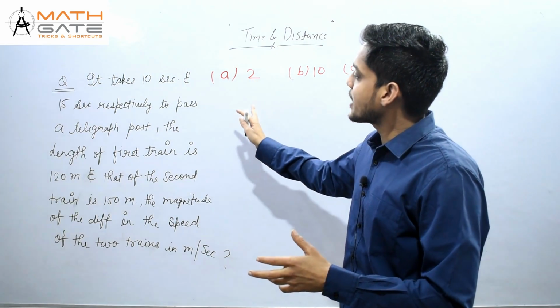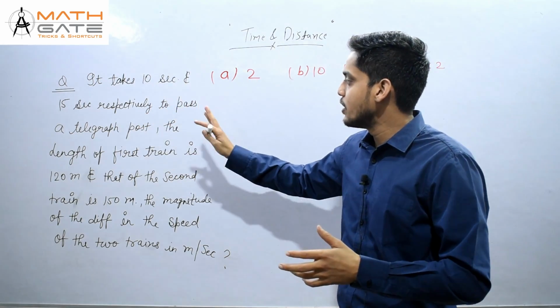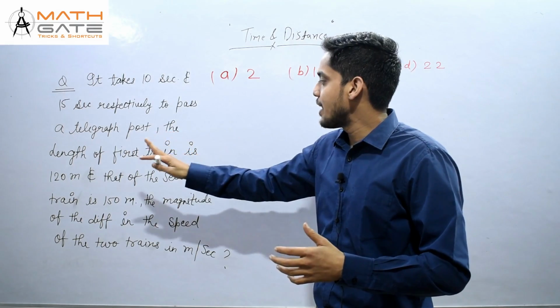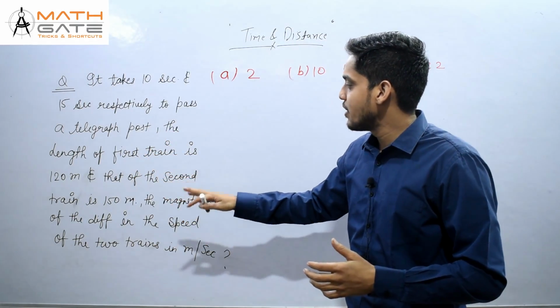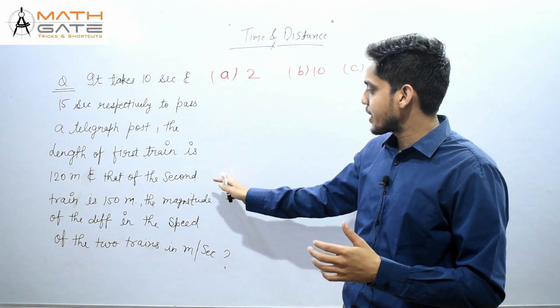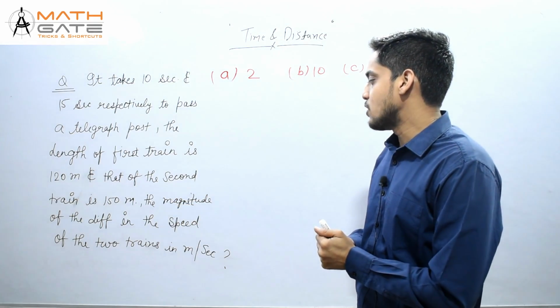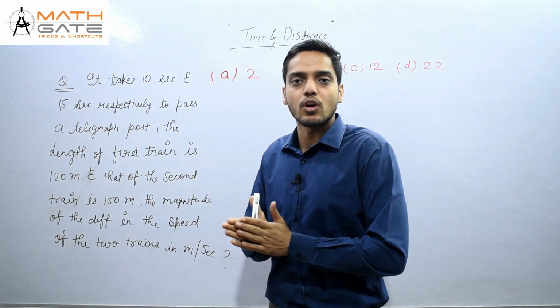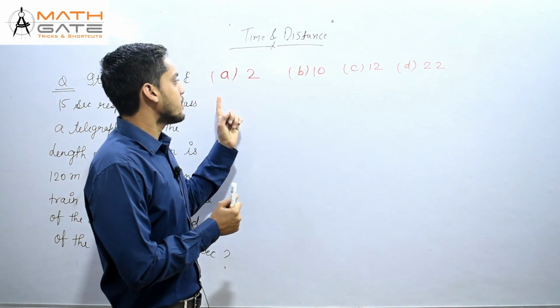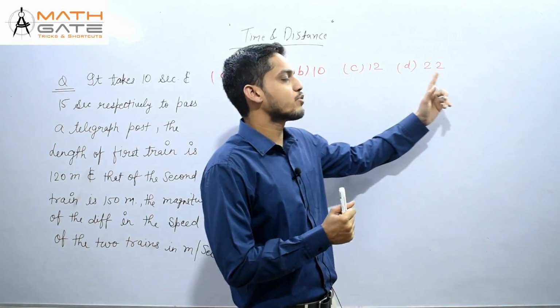It takes 10 seconds and 15 seconds respectively to pass the telegraph post. The length of the first train is 120 meter and that of the second train is 150 meter. The magnitude of the difference in the speed of the two trains in meter per second is what? And these are the options: 2 meter per second, 10 meter per second, 12 and 22.